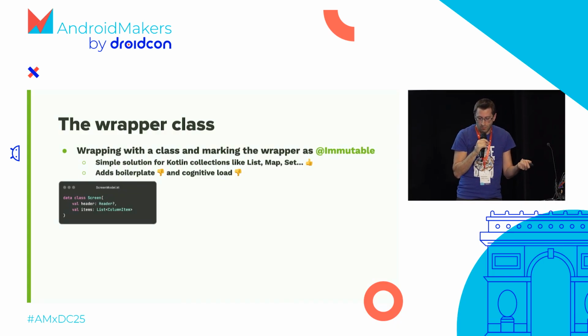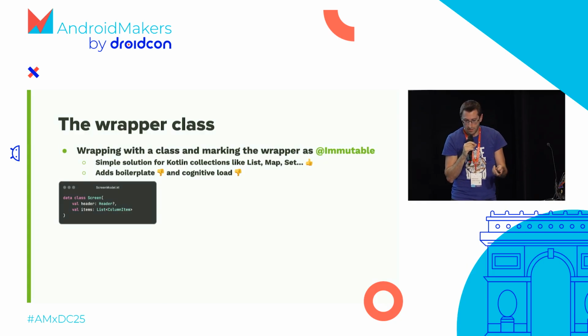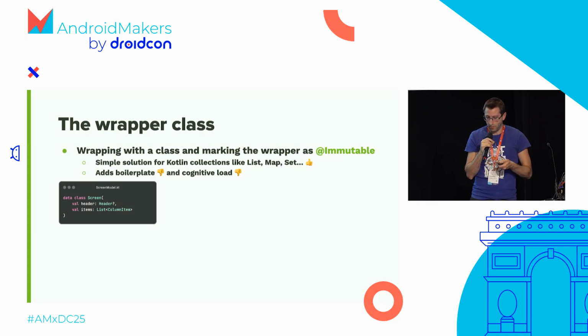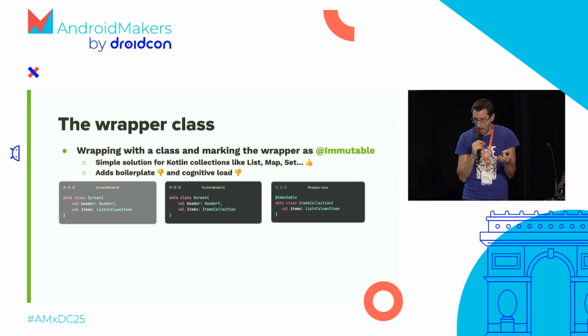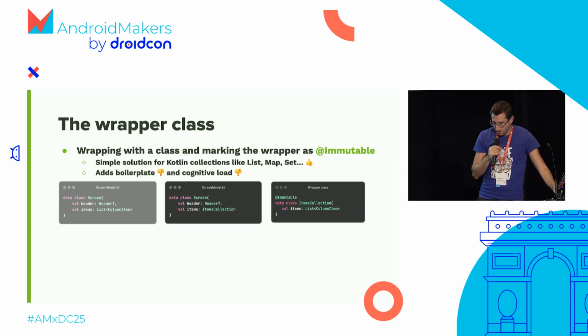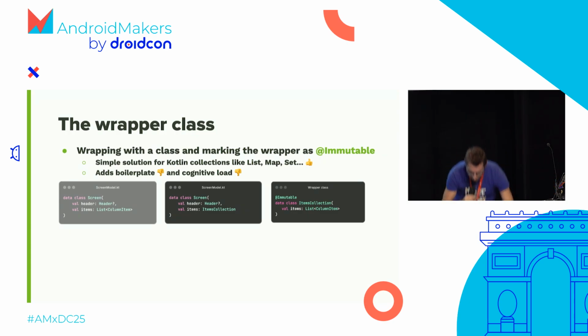This is the screen that we had before. Let's fix that list of column items. Now, instead of making the items a list of column items, we wrap it with an items collection class, for example. And then we create this wrapper class with immutable, a data class, blah, blah, blah. I'm even literally running out of just telling this whole boilerplate thingy.